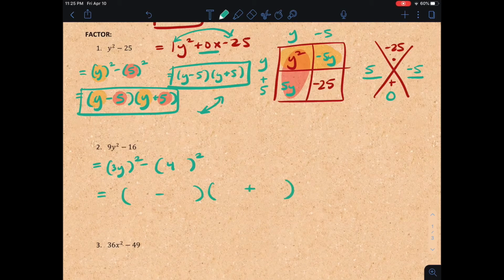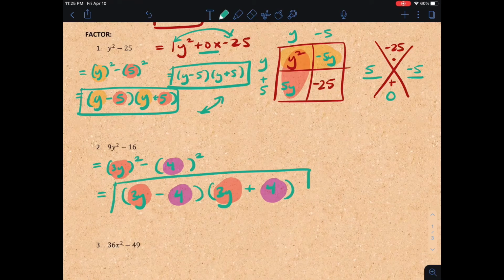This 3y here, the first term that's being squared, I know it's going to go in my first position. So I'm going to put 3y here and 3y here. And then I know that this 4 that's being squared will go in my second position. It's the second term of my binomial. And when I multiply this together, that's the same thing as 9y squared minus 16. And so that is another difference of squares. So hopefully you're getting the hang of this structure when it comes to a difference of squares.